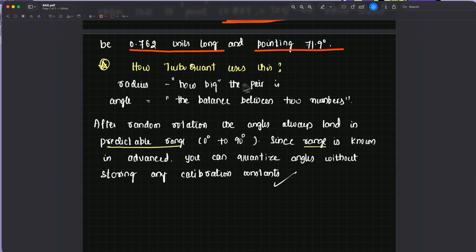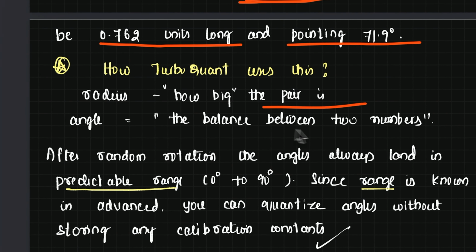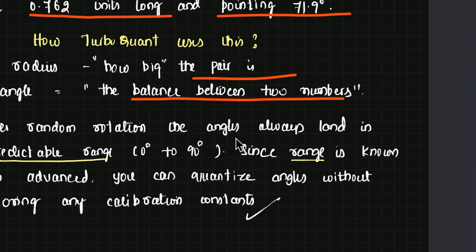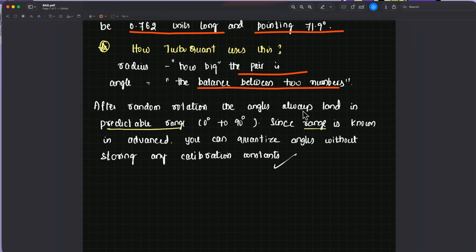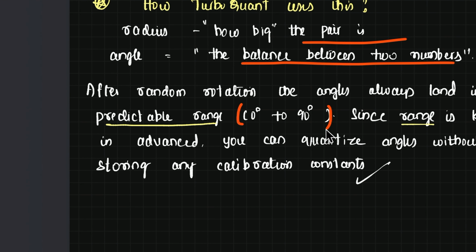So how does TurboQuant use this? The radius tells us how big the pair is, whereas the angle tells the balance between the two numbers. After the random rotation, the angles always land in a predictable range. If you randomly rotate, they always fall in a known range: anywhere between 0 and 90 degrees.